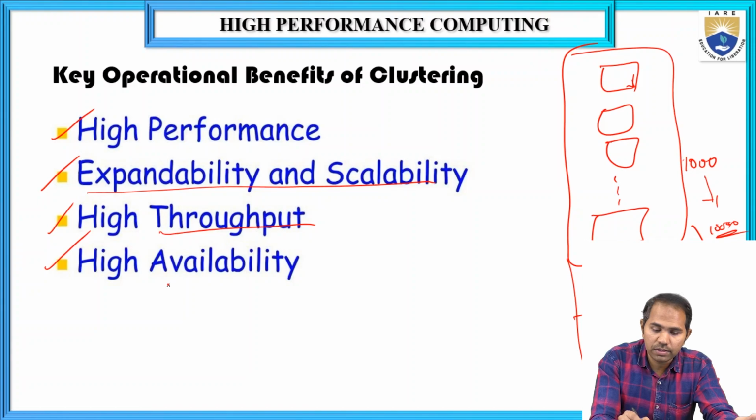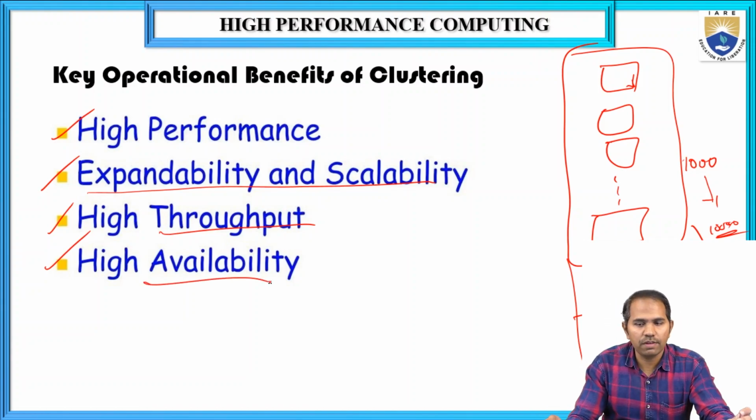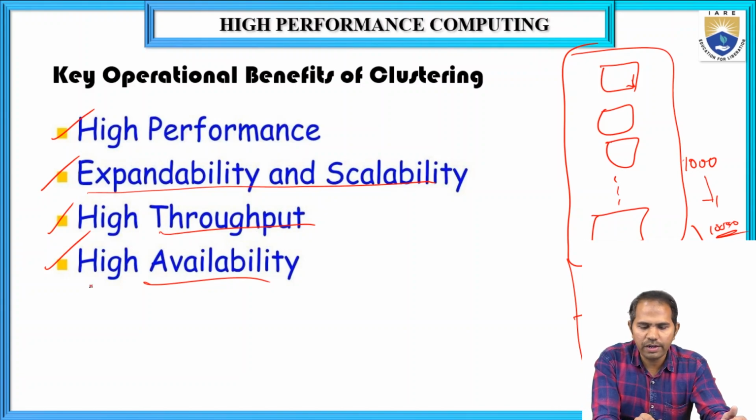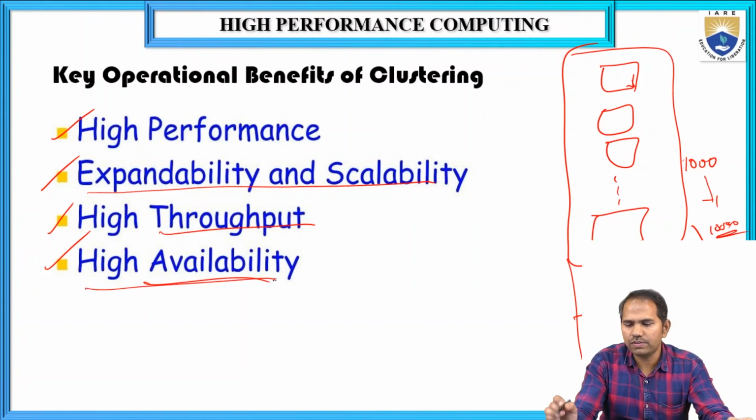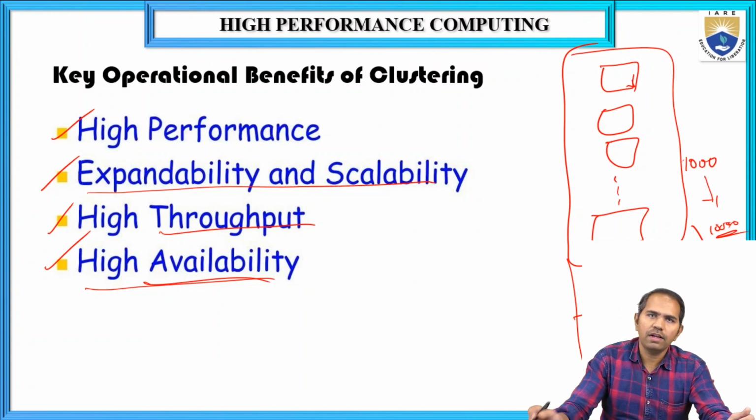And high availability. This is very important. Availability means, for example, we have 10,000 systems and it may fail for 10 systems, but the other systems, the total system, is not affected. Whatever systems failed, the tasks will be assigned to different systems. So that is the availability of the systems. These are all the major key benefits of a cluster computer.